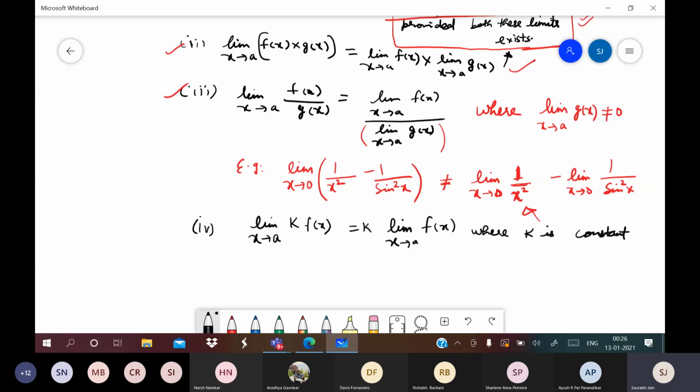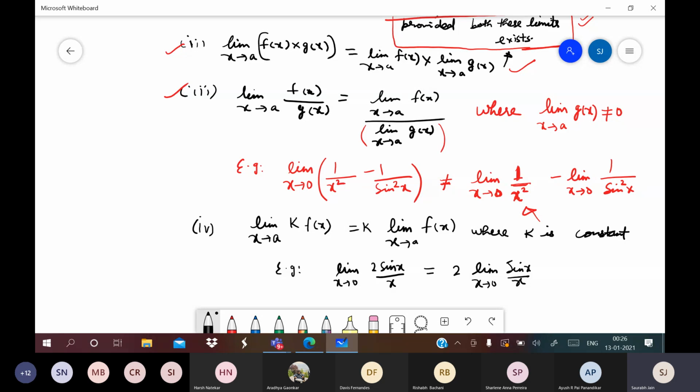For example, you take any example here. Suppose this is the question. Then using this property 4, you can write twice of limit x tends to 0 sin x by x. This is the application. Property number 4. So these are the 4 properties that you have to use while solving the limits.